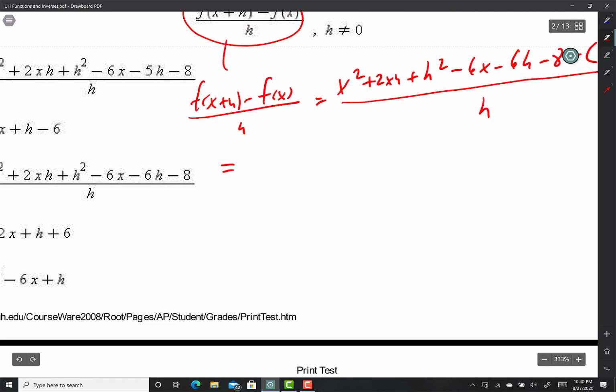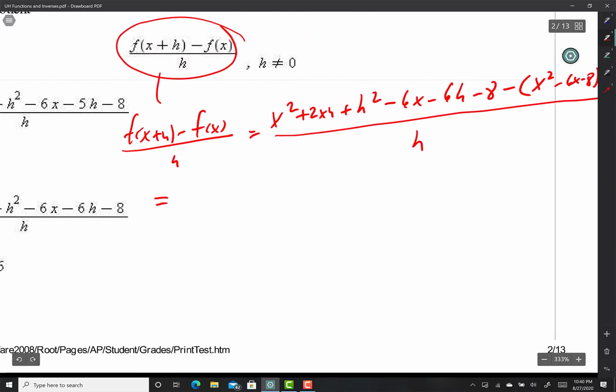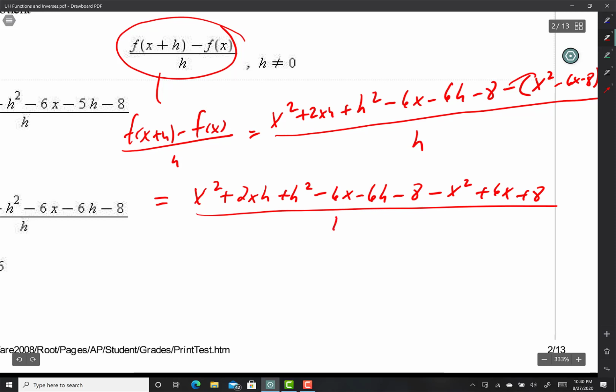All right, I'm going to put the equal sign. I'm going to rewrite it, guys, where I have more space here. x squared plus 2xh plus h squared minus 6x minus 6h minus 8. Distribute the negative: minus x squared plus 6x plus 8. All this is over h.